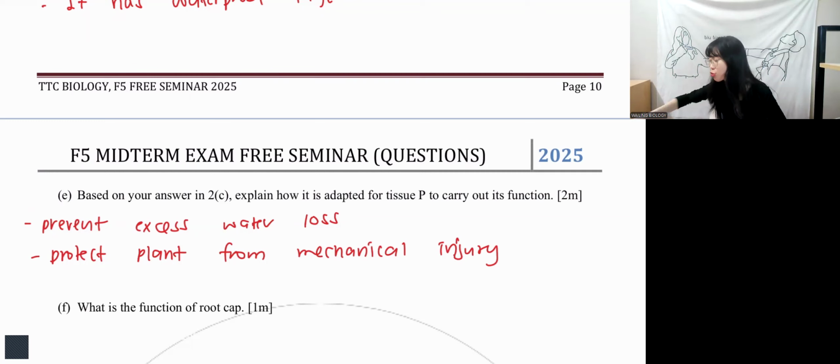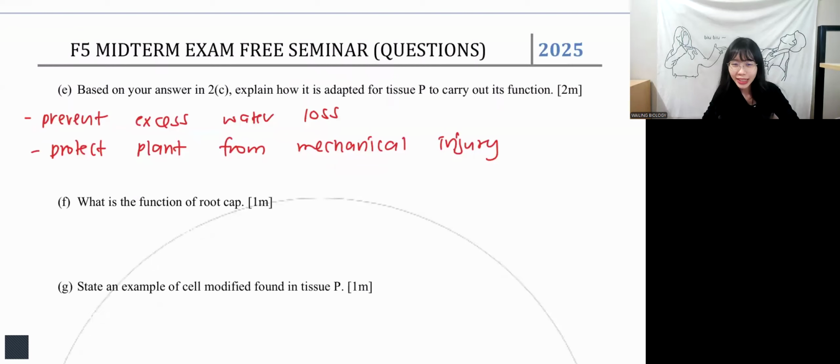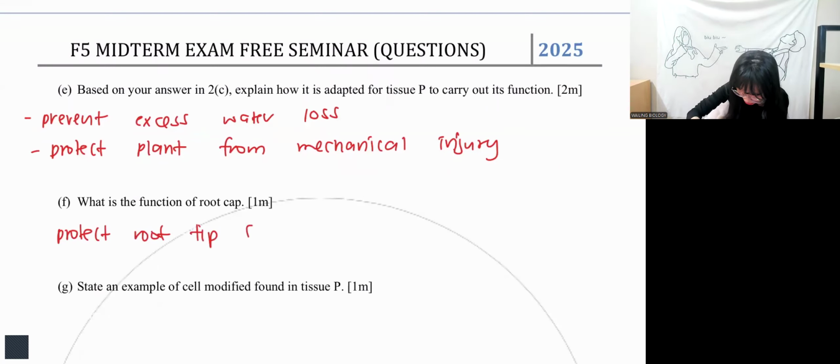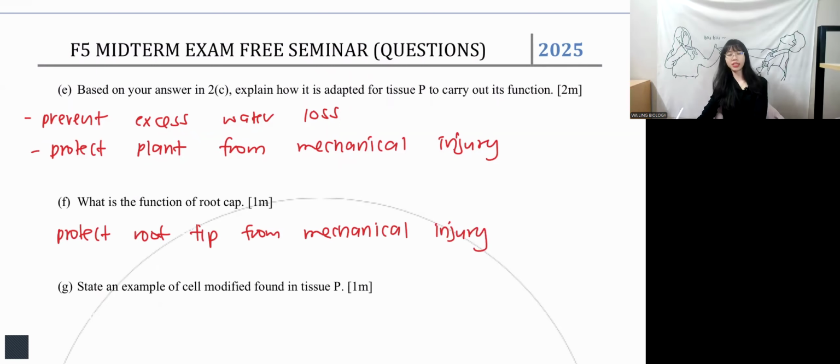What is the function of root cap? Root cap is to protect. Protect who? Protect which part? Is to protect root tip. Very good. Is to protect the root tip from mechanical injury. Okay, protect root tip from mechanical injury.